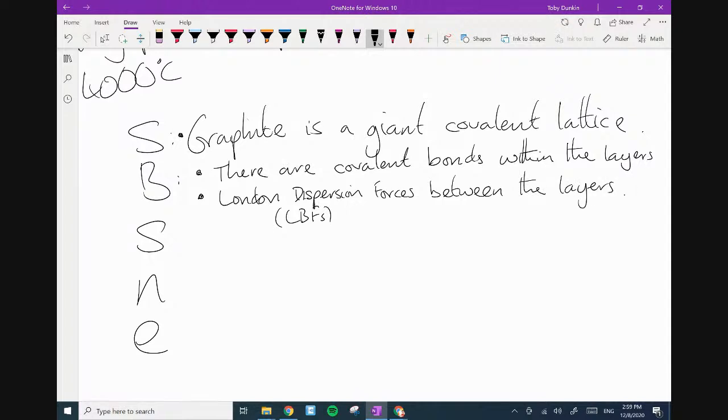Now, which one do you think we're going to talk about in terms of their strength for 4,000 degrees? Oh, I wonder. Covalent bonds are very strong.